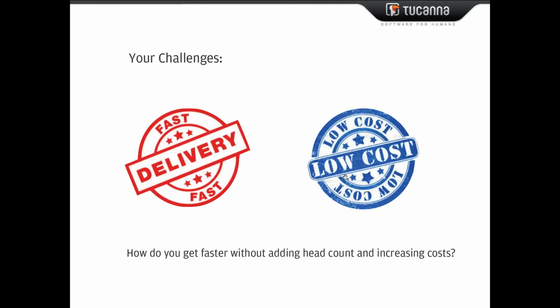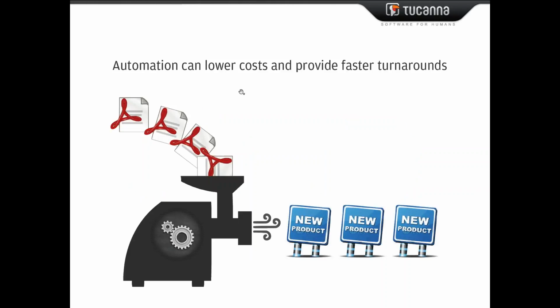So essentially what we've seen is these are your challenges. Very few companies aren't facing these two difficult challenges at the same time. On the one side, I'm sure you're required to have faster delivery and turnaround times, and at the same time meet lower costs to be competitive. So the question is always, how do you get faster without adding headcount or overhead to your processes, which will increase your cost?